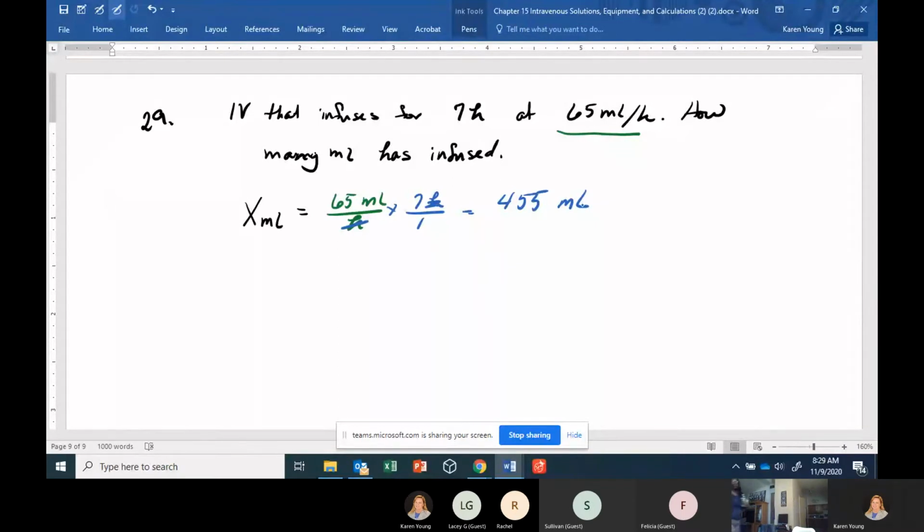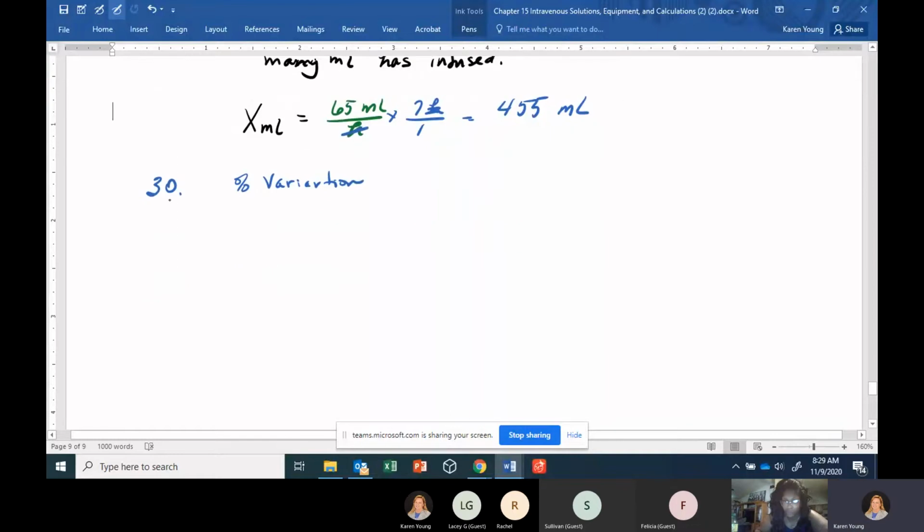So you can also calculate on the percent of variation. So going back, thinking about the percent of variation, to know how much you have if you're running at a drop rate of, say, 84 drops per minute.